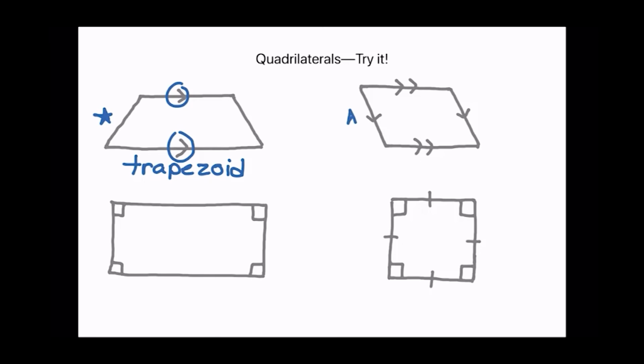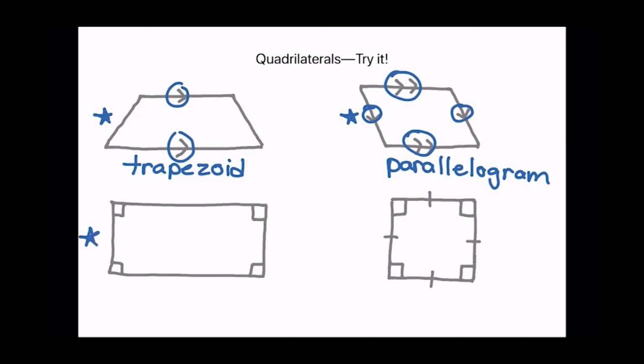All right, let's look at this one over here. So this one has some different markings. It has a set of parallel sides there. And this means the other 2 sides are parallel. So can you remember what that is called? It's a parallelogram. 2 sets of parallel sides. Quadrilateral with 2 sets of parallel sides.